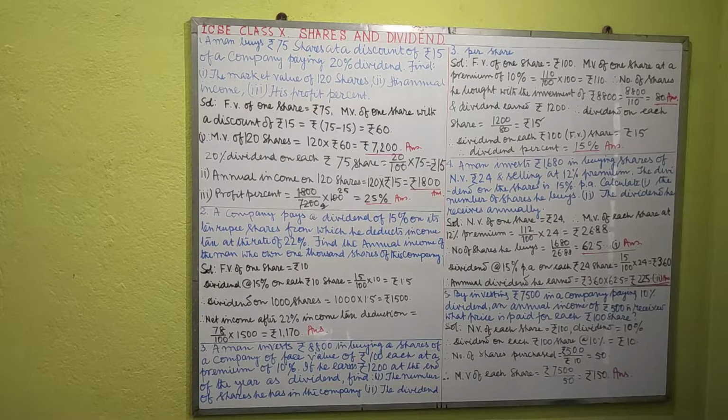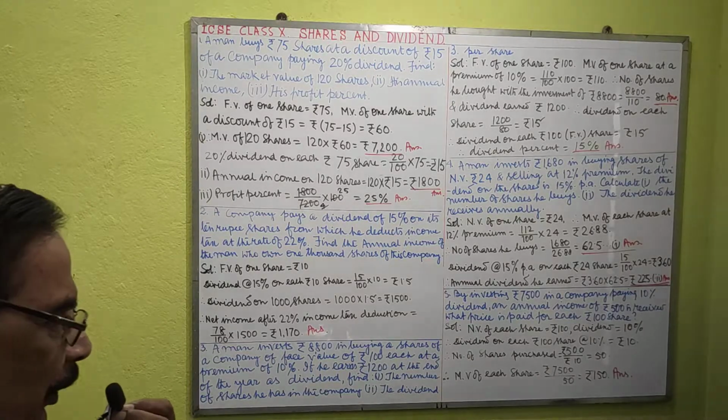He purchased 50 shares, and market value of each share equal to total investment by number of shares. Therefore, dividing 7500 by 50 equal to 150. Therefore, his purchase price, that is cost price of each share, equal to rupees 150.